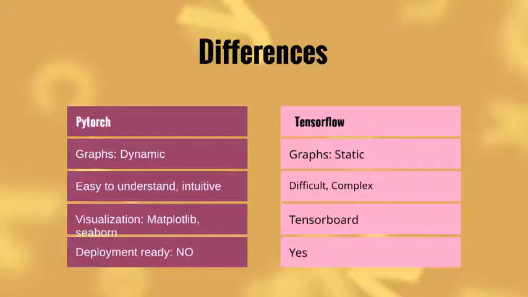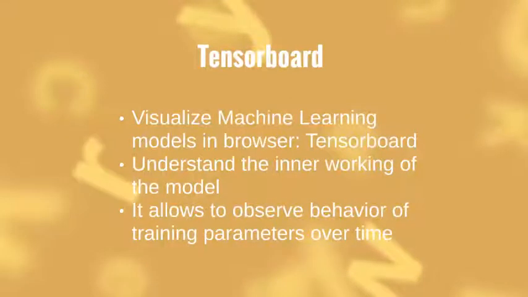Now coming to the visualization part. In PyTorch, the visualization is usually done with basic libraries, that is matplotlib and seaborn, but in TensorFlow, it is TensorBoard, which makes it unique. I will cover it in a separate slide because this is what makes TensorFlow unique. Is PyTorch deployment ready? No, not yet; it is not suitable for deployment purposes. But TensorFlow is suitable for deployment. It is made specifically for production purposes. It is production ready.